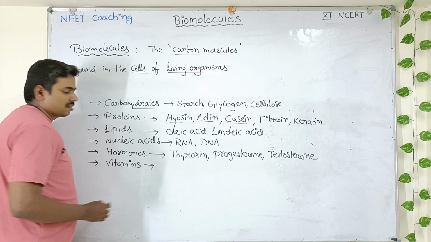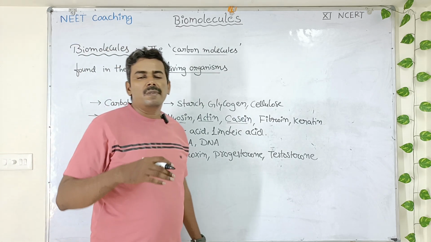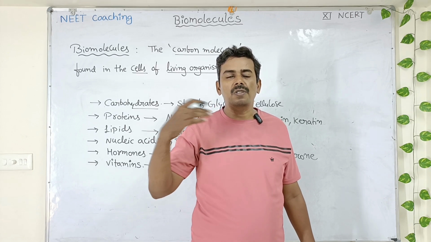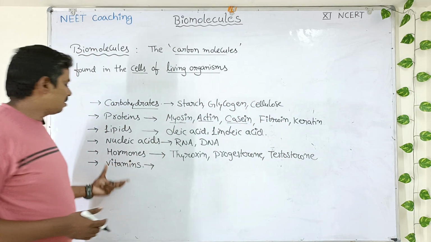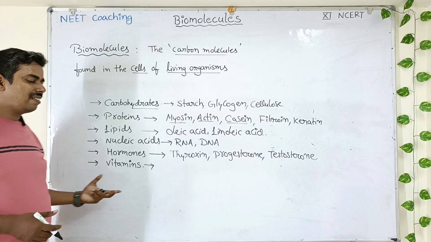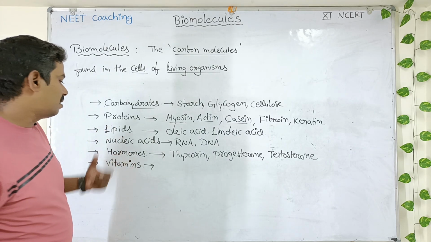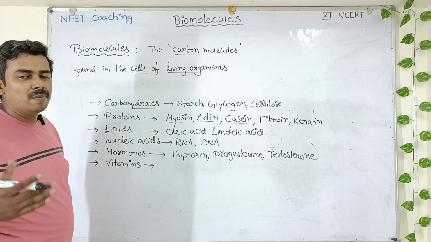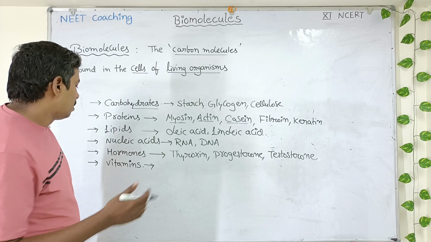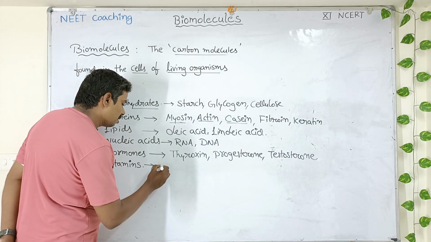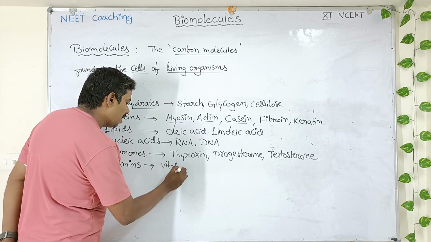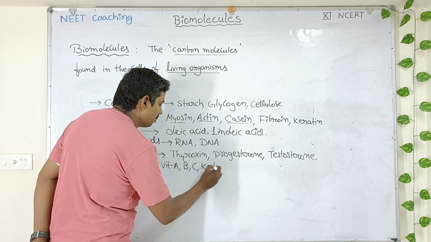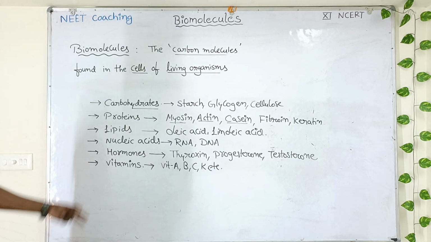Vitamins. Our body can produce some vitamins by itself, but our body requires some essential vitamins from outside through diet. These vitamins play a very important role in maintaining the life activities inside our body. Deficiency of vitamins will cause several vitamin deficiency diseases. What are the examples of vitamins? Vitamin A, vitamin B, vitamin C, vitamin K, etc. These are examples of different vitamins.